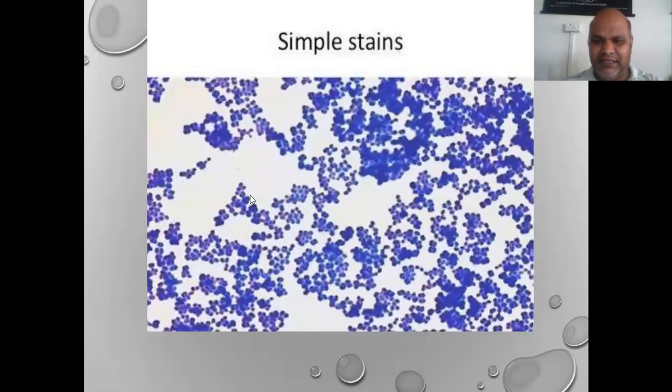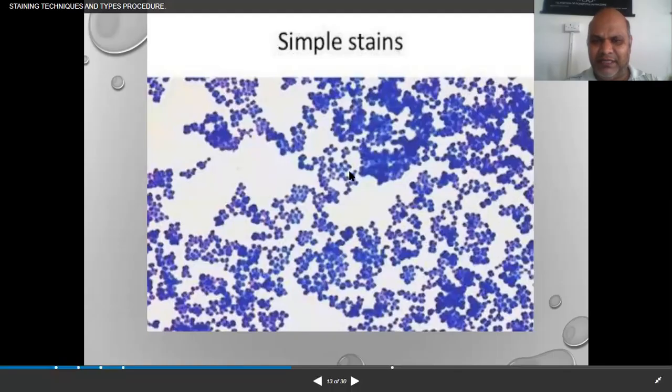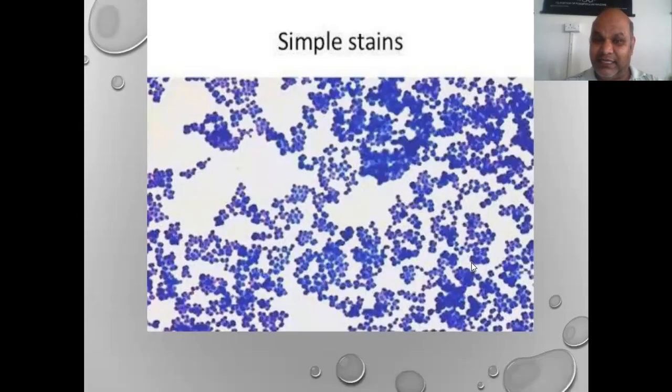This is a simple staining technique, by the help of which we can view this specific type of organism after staining. This is done with methylene blue, when we use methylene blue as a stain. So this is the microscopic observation which we can see.